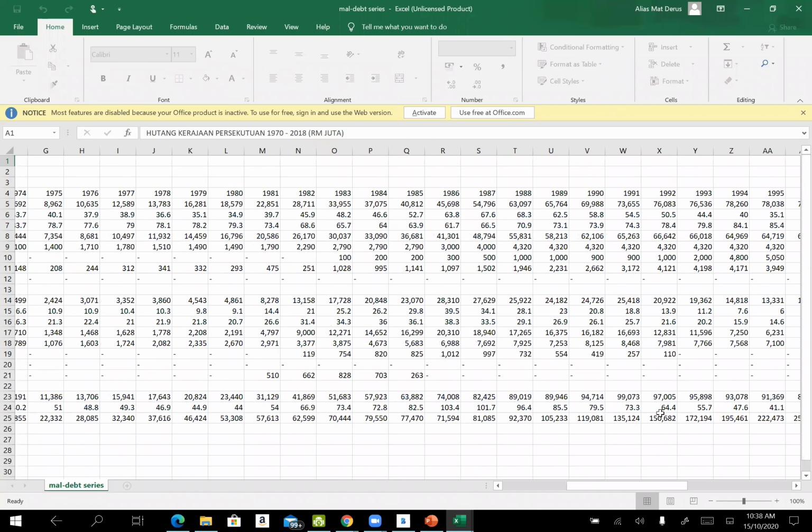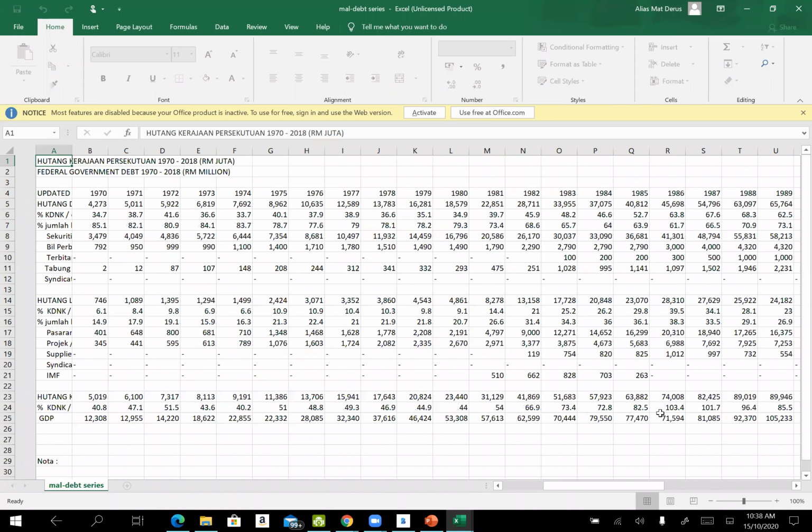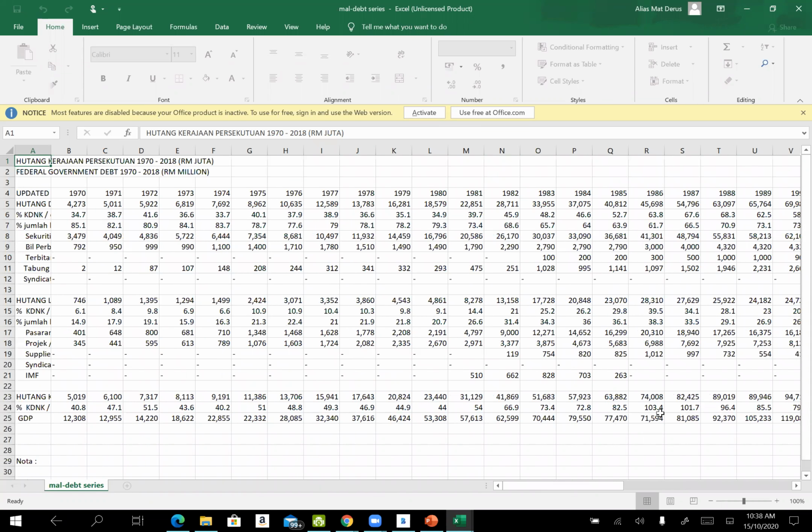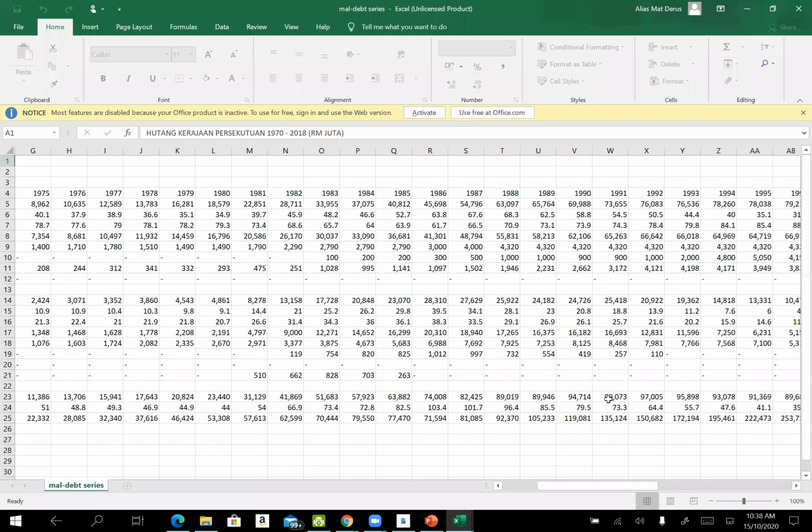The only period, if I go back to the 1980s, the only period where the debt is high would be in this year here, 1986, 1987.